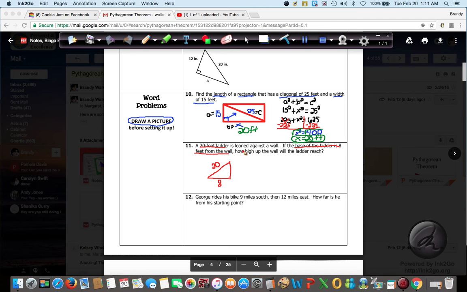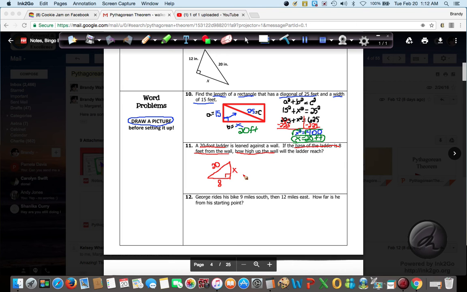Anytime you have a word problem that talks about a wall, a house, any sort of building, could be a tree, could be a flagpole, anytime you're talking about something standing upright against the ground, that is your right angle. Because that's going to be helpful so that we can figure out what our hypotenuse is. So we want to know how high up the wall. So how high up is this ladder going to reach?